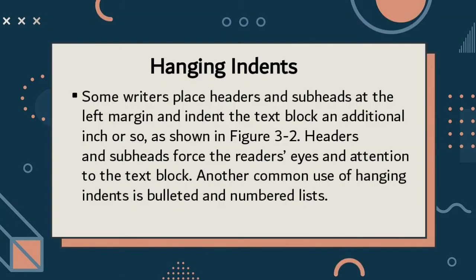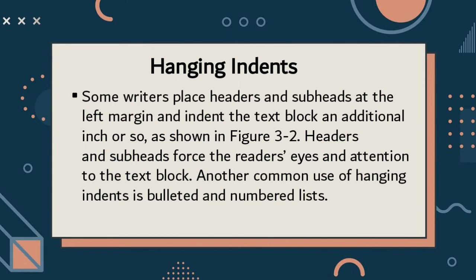Next is hanging indents. Some writers place headers and subheads at the left margin and indent the text block an additional inch or so, as shown in figure 3:2. Headers and subheads force the reader's eyes and attention to the text block. Another common use of hanging indents is bulleted and numbered lists.